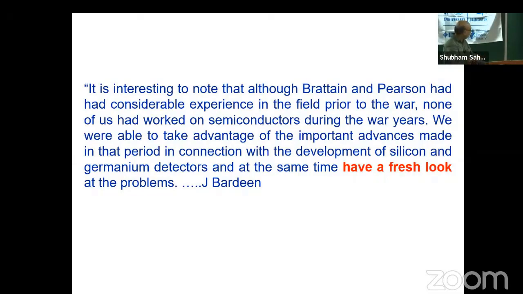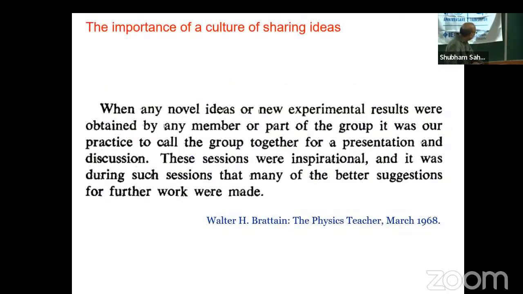Right. So this was very important that they could look at it. They were not biased by all the things that had happened earlier by efforts of other people. They could look at it in a fresh manner.